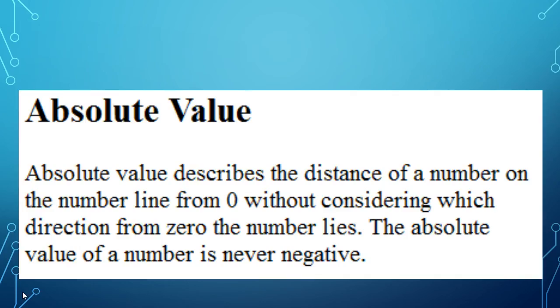Absolute value. Absolute value describes the distance of a number on a number line from 0 without considering which direction from 0 the number lies. The absolute value of a number is never negative. It's just the distance from 0. That pretty much summarizes that definition. The distance from 0.